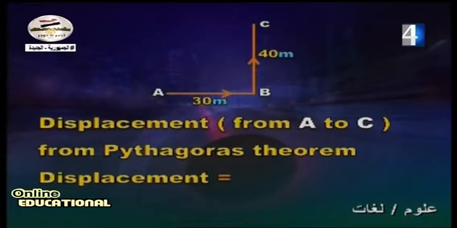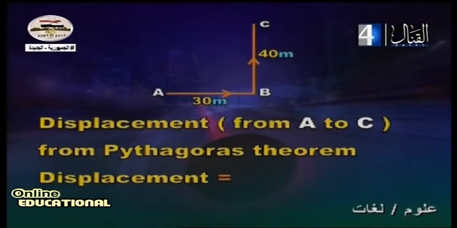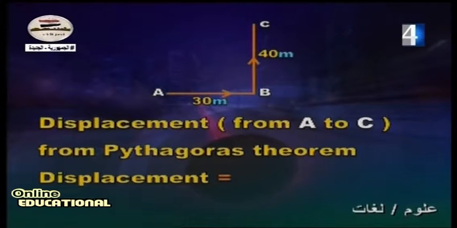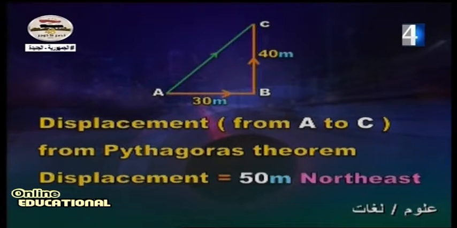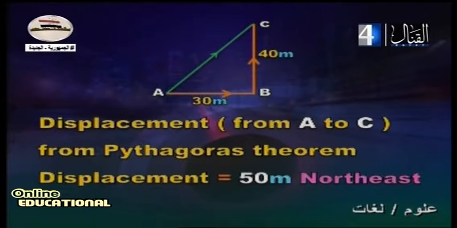So A to C is a line. We can find this length from A to C by the Pythagorean theorem: root of AB squared plus BC squared, as 30 squared plus 40 squared. So AC will be 50 meters northeast as shown. So we can use a mathematical relation like this to solve any such problem.